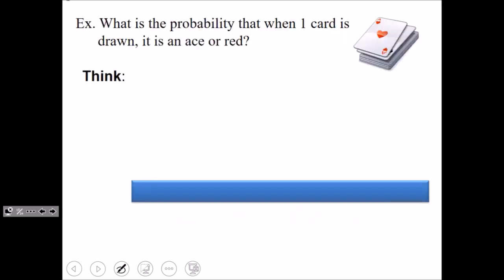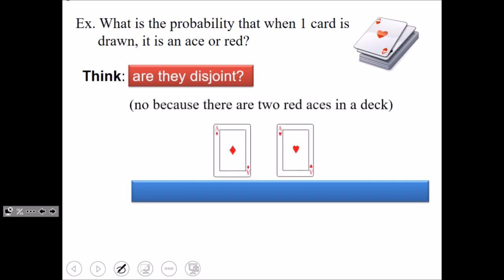Right? Now, let's think about this. What's the chance that when one card is drawn from a deck, it is an ace or it's red? So let's think about it. First off, are those disjoint events? Well, no. There's 2 red aces in a deck of cards, the ace of diamonds and the ace of hearts. So I'm going to use that formula. I want to talk about the probability of getting an ace or red.